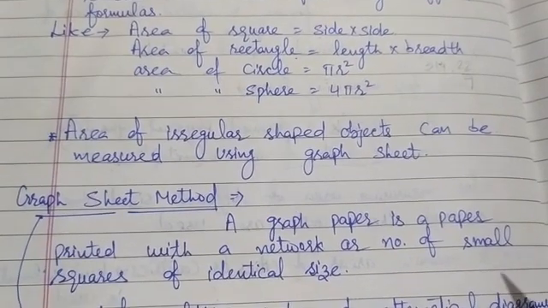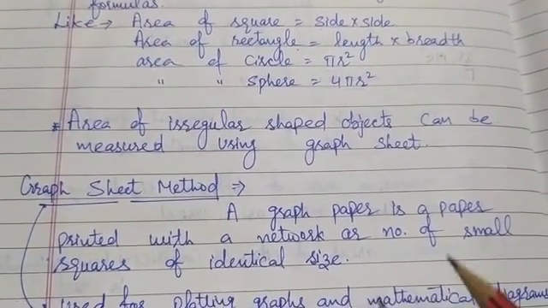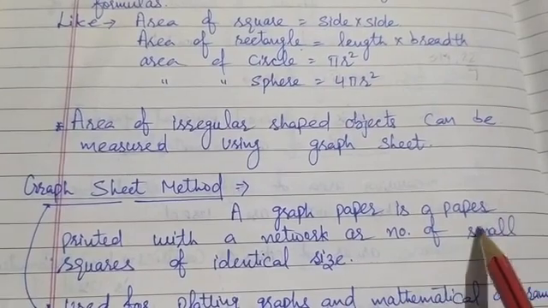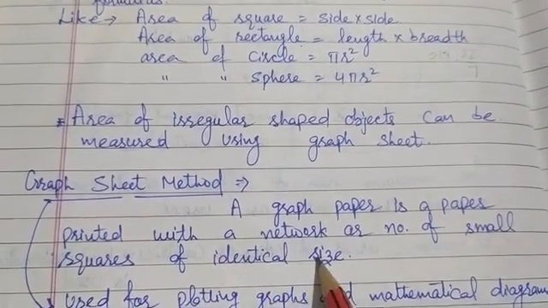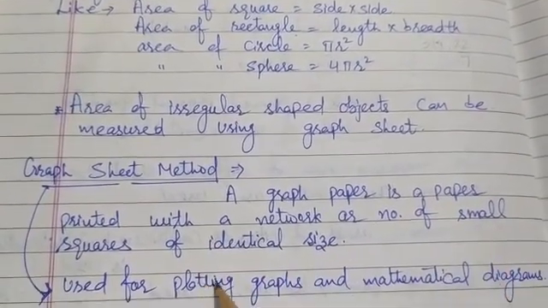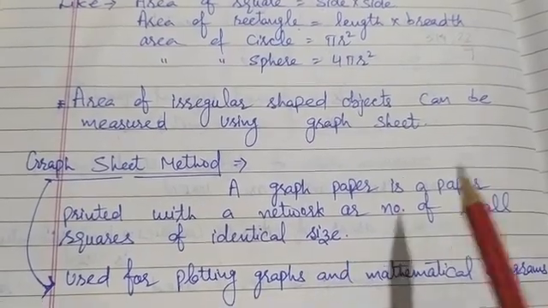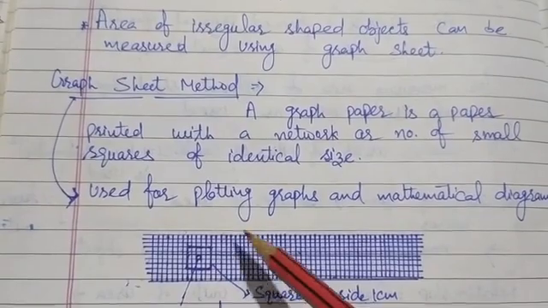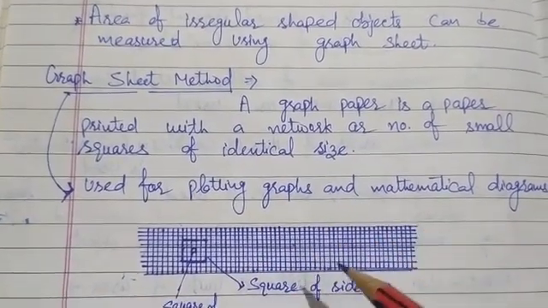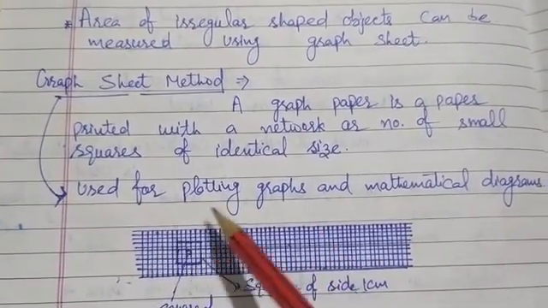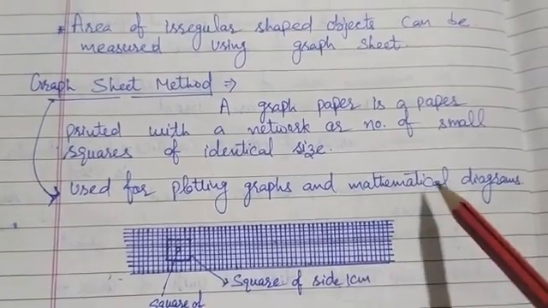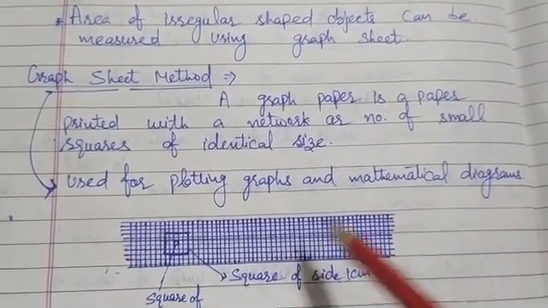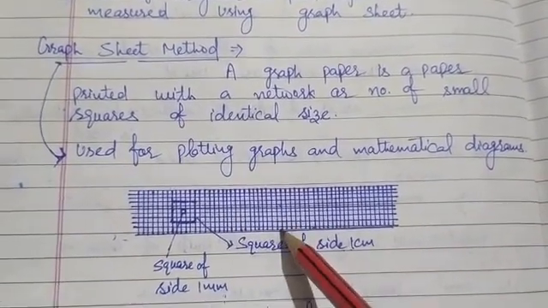So what is a graph paper? I think you all are familiar with the graph paper. A graph paper is a paper which is printed with a network or number of small squares of identical size. Means there is an intersection of rows and columns on this graph paper, and it is used for plotting graphs and mathematical diagrams.